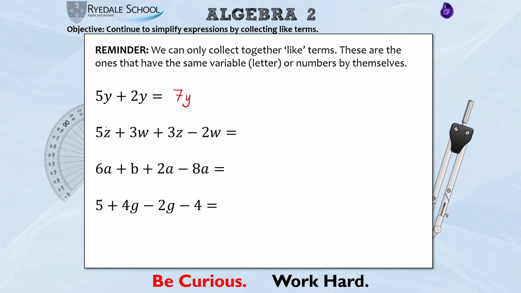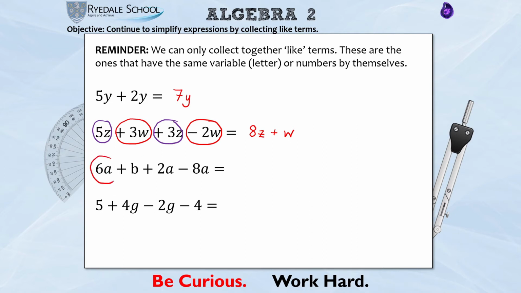In the next question, I can see we've got some terms that are w and some terms that are z. So I'm just going to circle the ones that are z. We've got a 5z and a plus 3z. So remember, the sign always belongs to what it is in front of. And we've got a plus 3w and a take away 2w. So I'm going to do the z's first. 5z plus 3z is 8z. And then 3w take away 2w leaves 1w. But remember, for 1, we just write the letter.